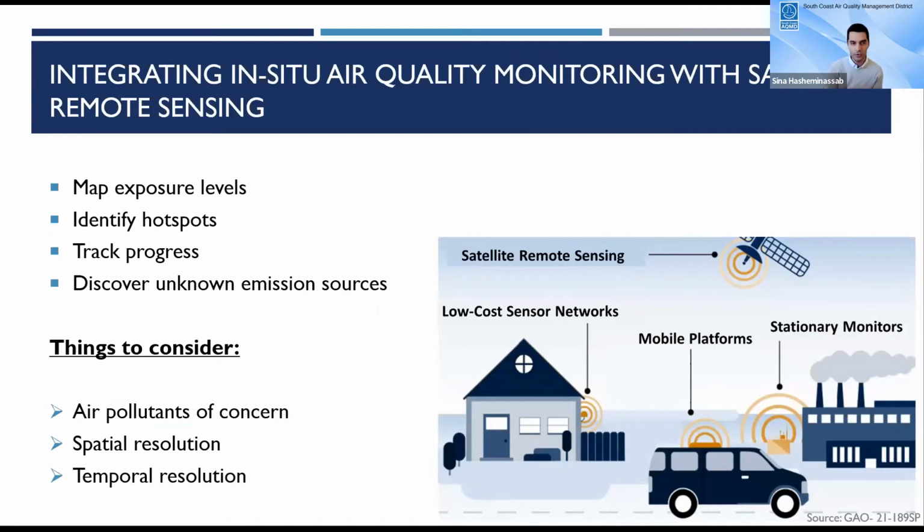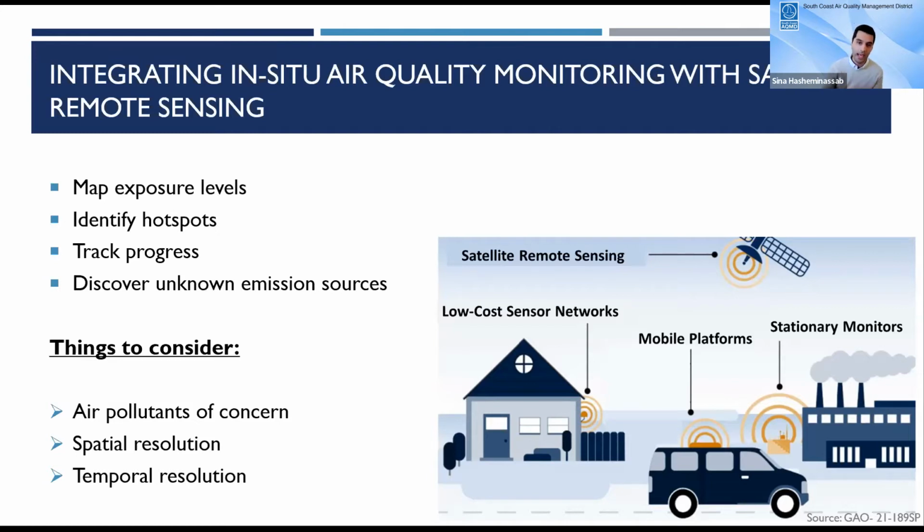So far, all of our focus has been on using in situ air quality monitors to do air quality monitoring. But in my view, satellites could potentially help us in mapping exposure levels in these communities. They could also help us identify hotspots, track the progress, and discover unknown sources of emissions as well.